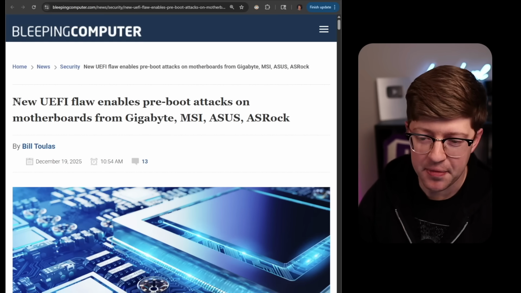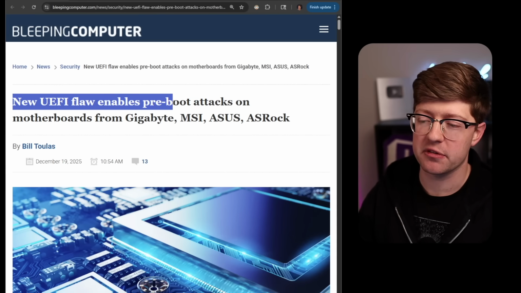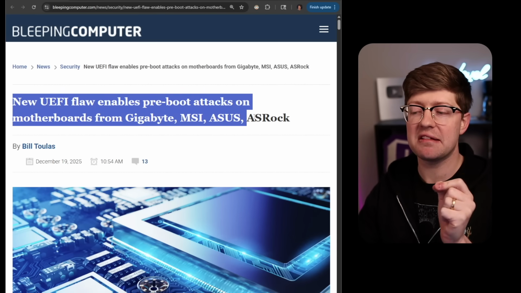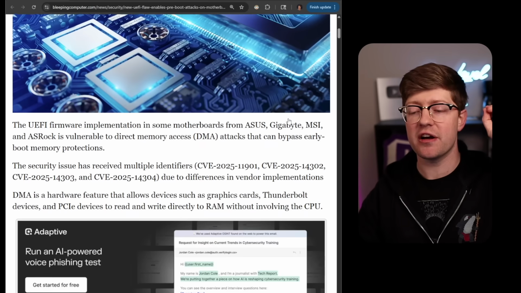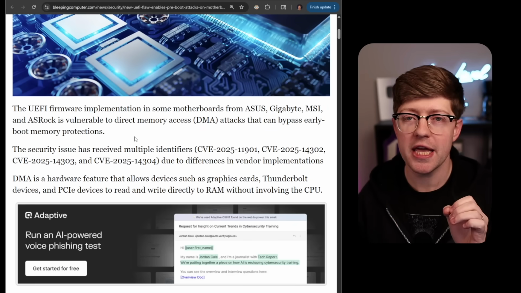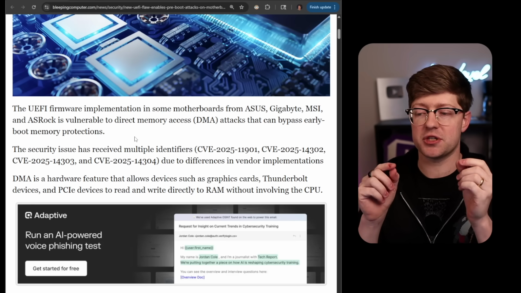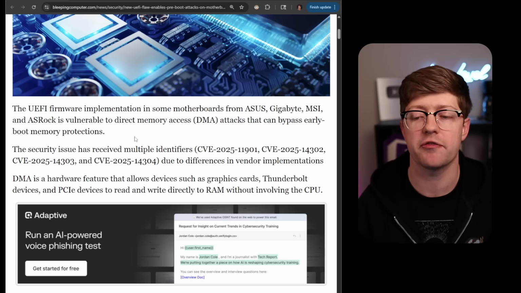What if our motherboards were just lying to us the entire time? A new UEFI flaw enables pre-boot attacks on motherboards from Gigabyte, MSI, Asus, and ASRock. Guys, a very interesting vulnerability today in the world of DMA, right? Direct memory access, and how this affects this particular line of motherboard manufacturers.